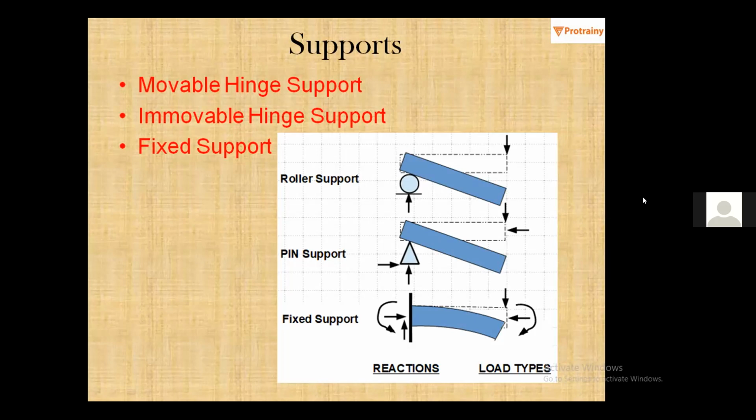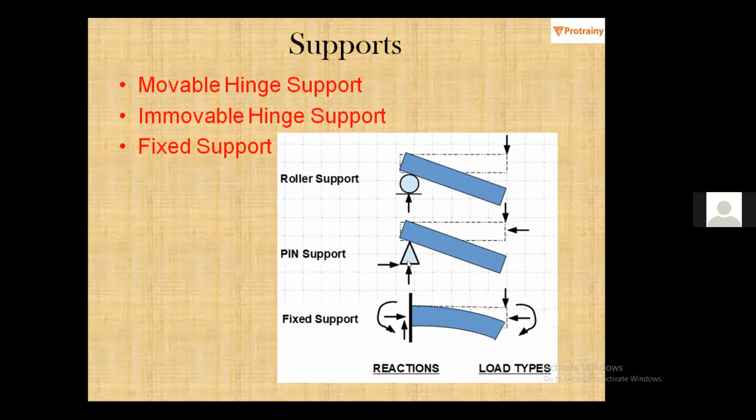So what type of supports do we have? First is movable hinge support, then immovable hinge support, then fixed support, just like that. Movable hinge support is one in which a section can translate as well as rotate. That is called movable hinge support or roller support. You can see that because of this roller, it can move along this particular axis to and fro, and it can rotate. So that is roller support or movable hinge support. Then comes immovable hinge support.